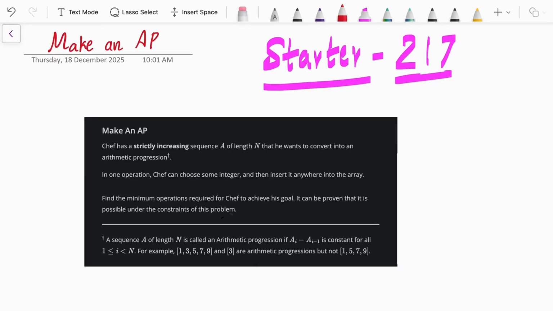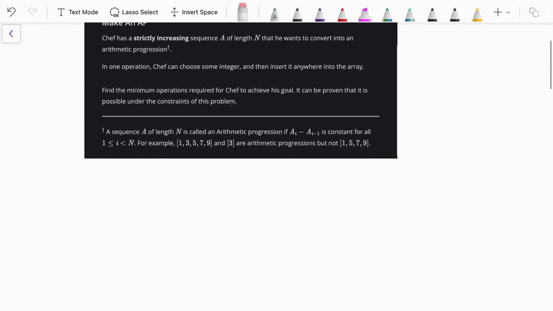Hi guys, now we are going to discuss a problem, Make an AP, given in the Starters 217 contest. The problem states that we are given an array where each element is strictly increasing and our task is to insert possibly 0 elements into the array so that the final array that we have is in the form of an arithmetic progression. Let's try to understand the problem statement first.